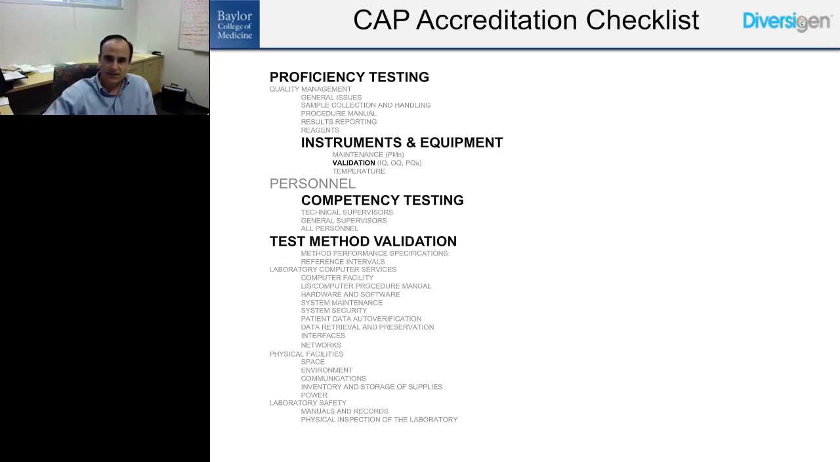What I've done here is just kind of boil that down to the key components. The first would be proficiency testing, which is really validating your laboratory as a whole. And then you have validation of instruments and equipment, competency testing, which is validation of your personnel, and then of course validation of the tests that you're offering. And so we'll talk about validation of our pipeline for 16S.